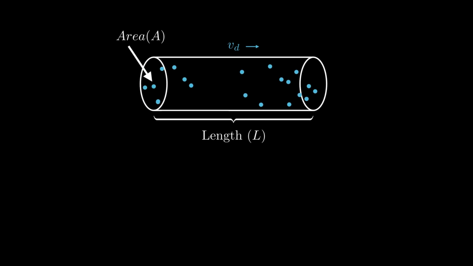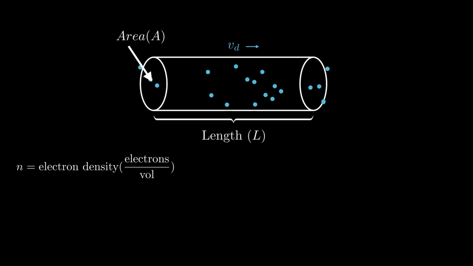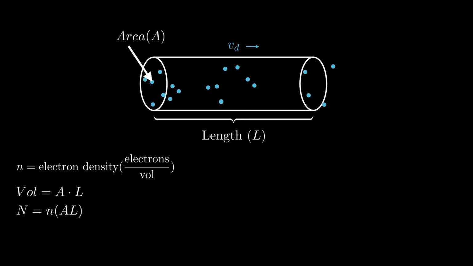Now let n be the number density of electrons. That means n is the number of free electrons per unit volume. First, let's find the total charge in this section. The volume of this wire segment is simply area times length. So the total number of electrons here is the density times volume, that is n times A times L. Since each electron carries a charge of e, the total charge Q is nALe.